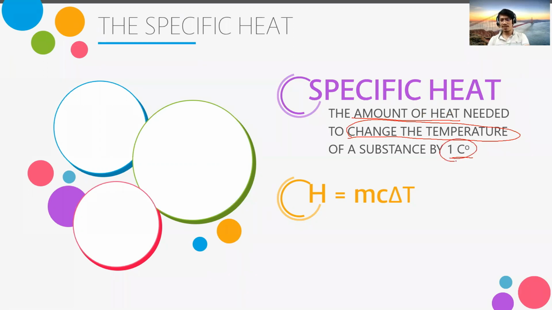Ano ang ibig sabihin ng 1 Celsius degree? What is the difference between 1 degree Celsius and 1 Celsius degree? Sir, baka nagtatypo lang. Hindi yan siya typo. So there is a very big difference between degree Celsius and Celsius degree.